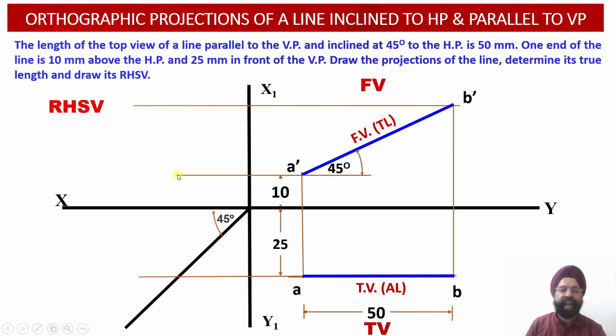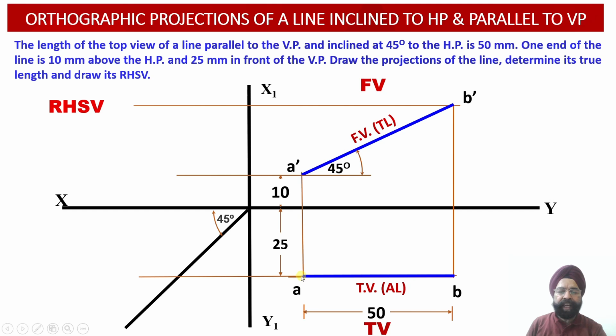Now we need to define the distance of this point A from the vertical plane. It happens to be 25 millimeter as represented in the top view projection. So this distance of 25 millimeter represented in the top view projection has to be transferred as the same distance in the profile view projection. In order to transfer this distance of 25 millimeter in front of the vertical plane to the profile view projection, what do we have to do?